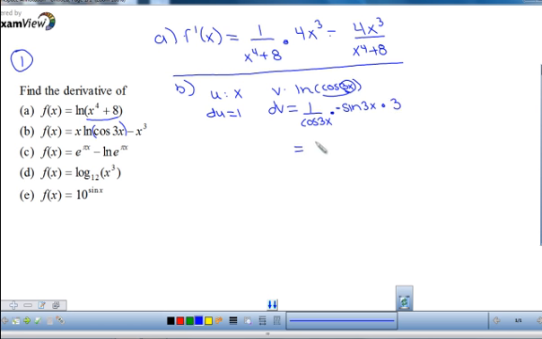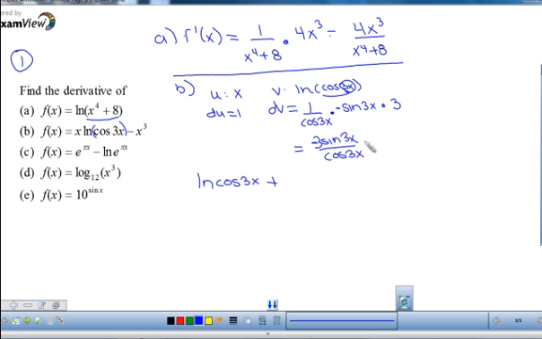So dv would be negative sine of 3x over cosine of 3x. And then we're going to put the 3 in the front. So the derivative of u times v plus the derivative of v times u.